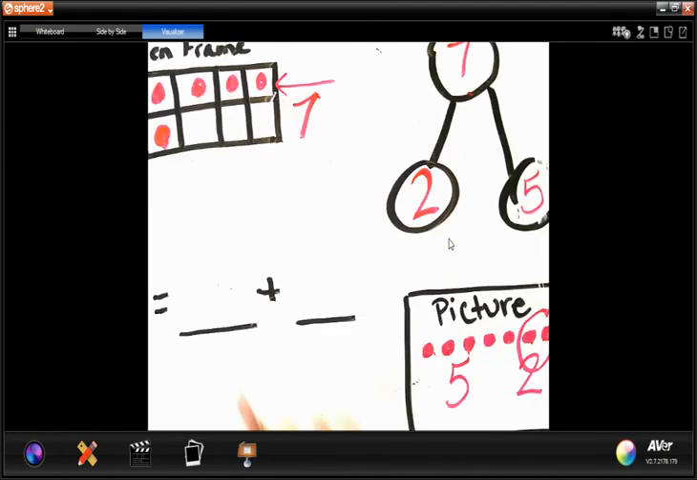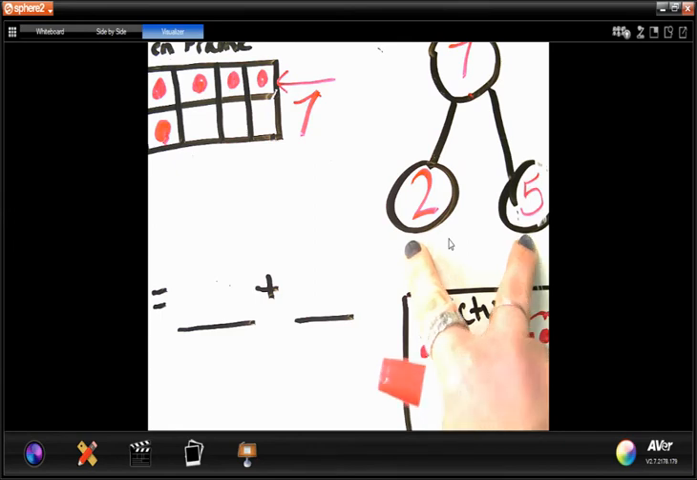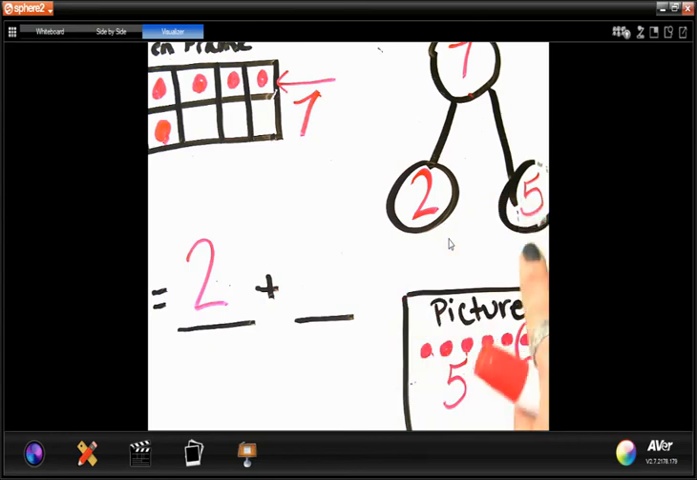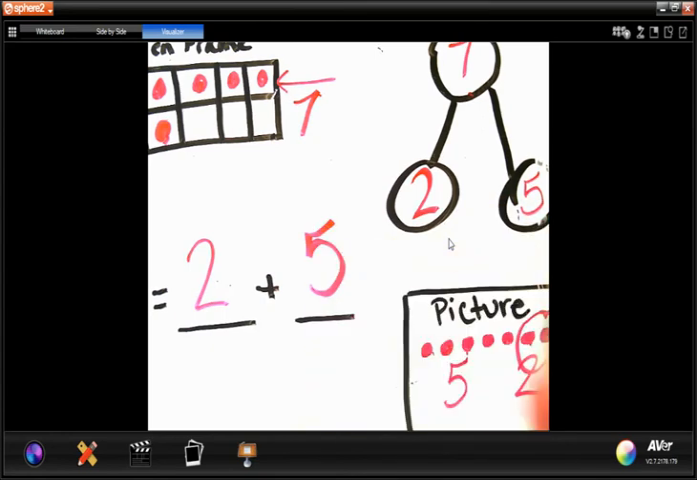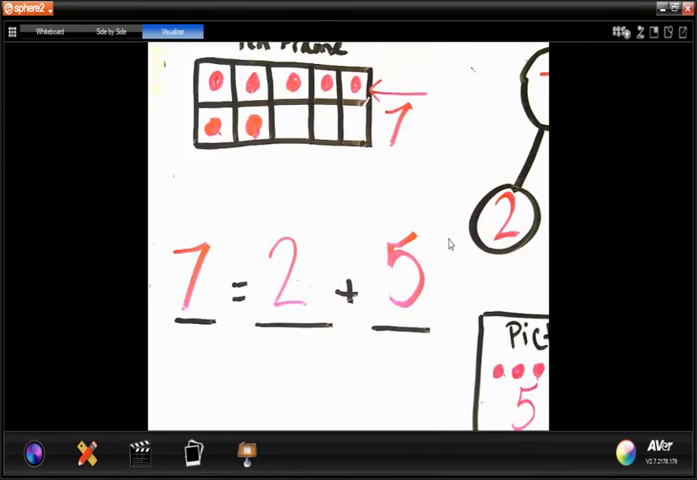And when I'm doing a number sentence, I'm going to add my 2 parts. And in this situation, I have 2 blue fish and 5 red fish. So my number sentence would say 7 equals 2 plus 5.